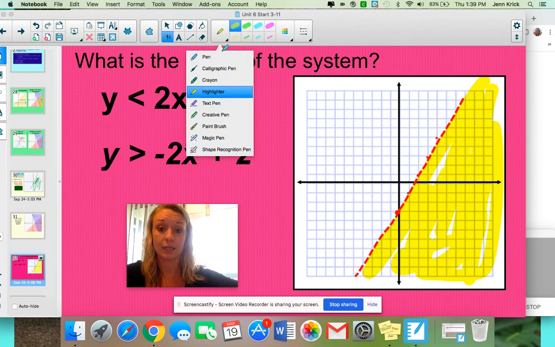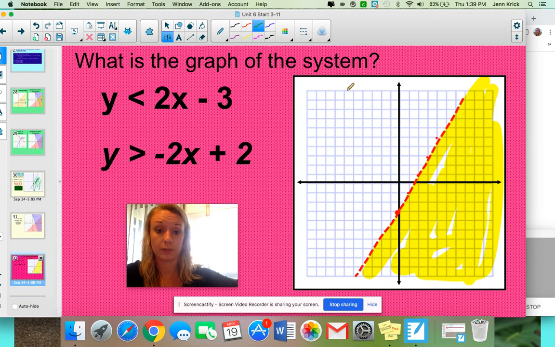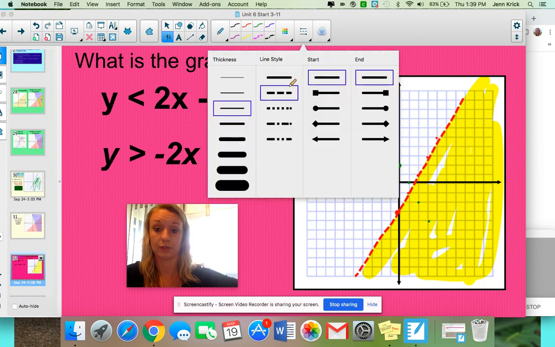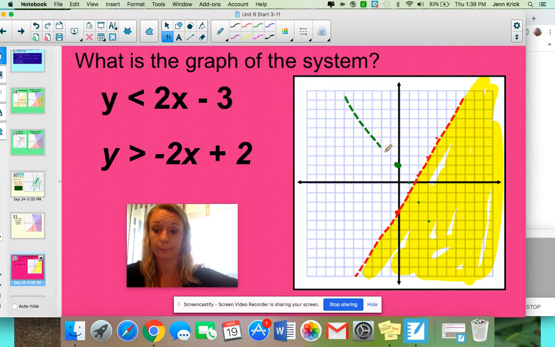All right, for my second inequality, I know I'm going to be starting at 2 because that's my y-intercept. And then I have a slope of negative 2. So I go down 2 over 1, down 2 over 1, down 2 over 1. And this will be another dashed line because it's just a greater than sign. All right, and then there I am.